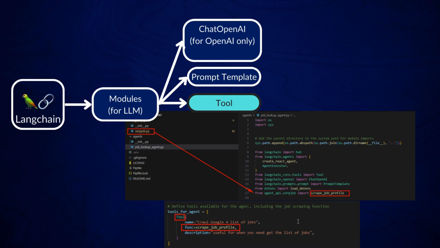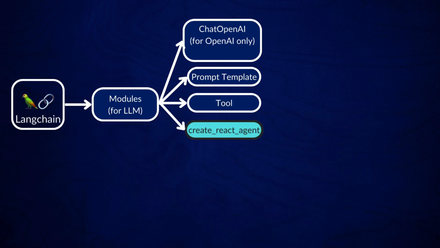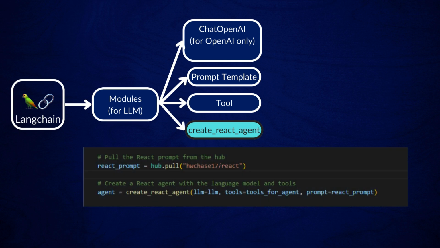listings using SerpAPI. The create React agent function is used to create a React agent, a type of agent capable of reasoning and making decisions based on the data it encounters. By combining our language model, which is the chat OpenAI, and the defined tools under the tool module, it forms a cohesive unit that can autonomously process information and perform actions like fetching and sorting job listings.